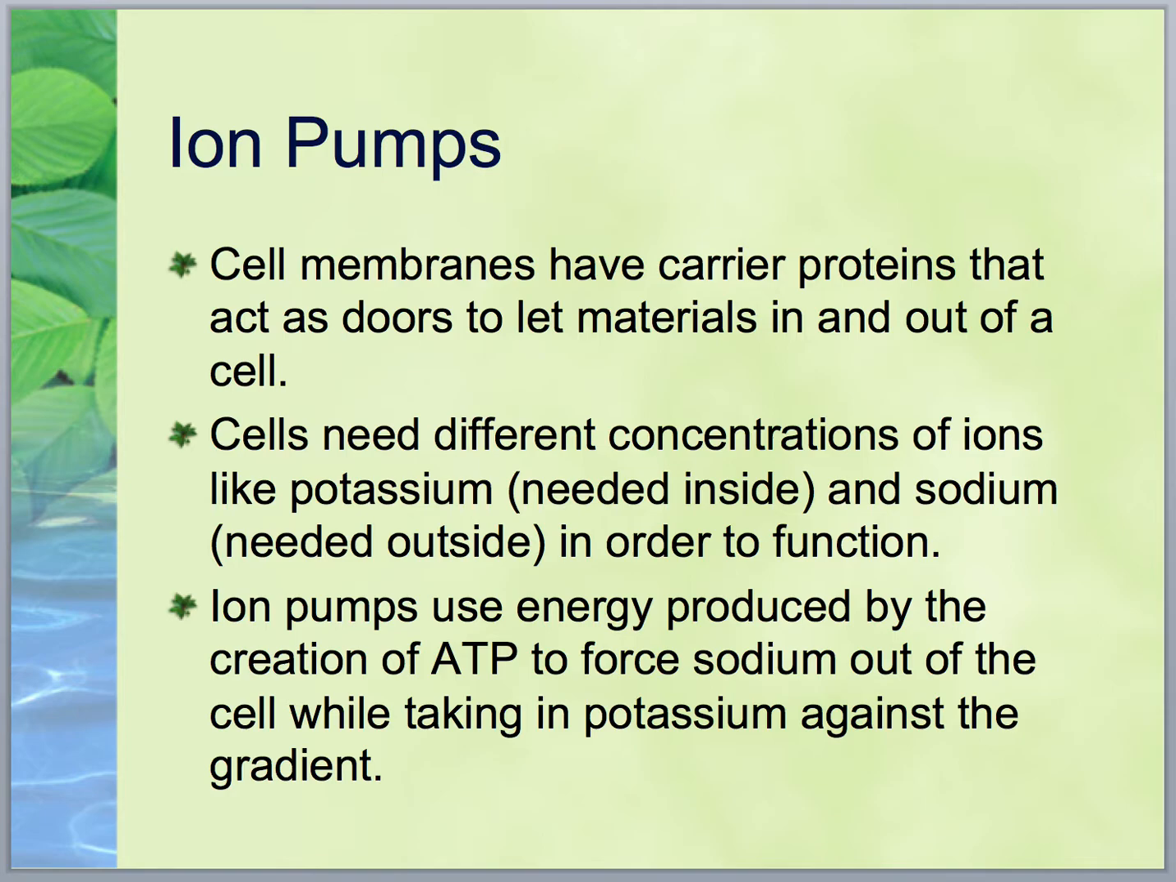Ion pumps use energy produced from the creation of ATP, which we'll study more later, to force sodium out of the cell, even though there might be a greater concentration of sodium outside of the cell, while taking potassium in, even though there's already a higher concentration of potassium inside the cell. Again, they're going against the concentration gradient.